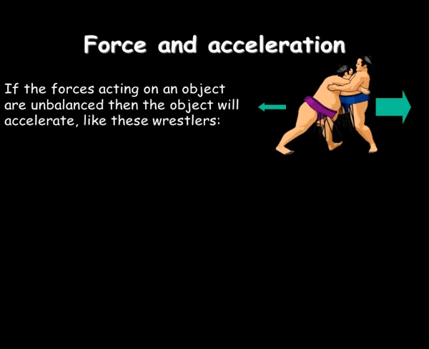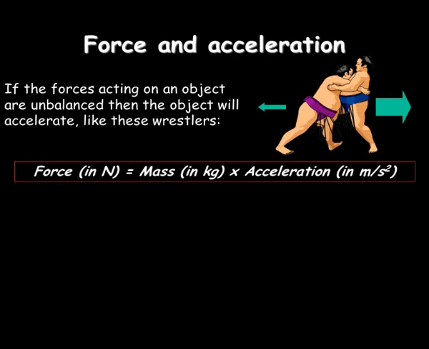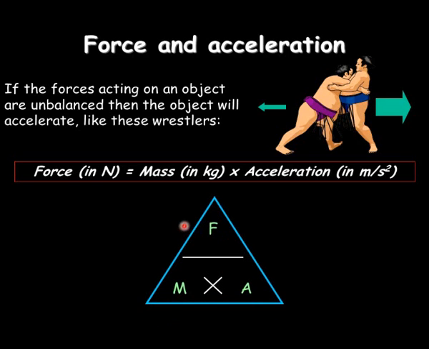There is an equation that links force and acceleration. Basically, the bigger the force, the bigger the acceleration. So if you look at these two sumo wrestlers, you'll see that the one on the left is pushing the other one, bigger arrow there, he's going to accelerate towards the right. To work out the size of the acceleration, you can use this equation. Again, you can put it into a triangle if you want to rearrange it. And the force is actually equal to the mass in kilograms times the acceleration. So a bigger force for a bigger mass with a bigger acceleration.